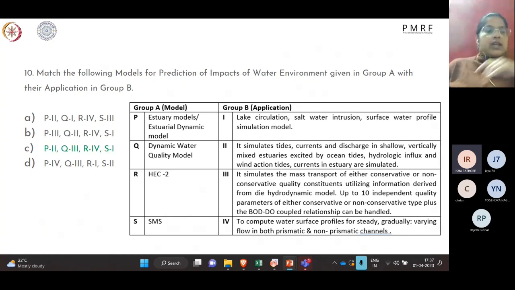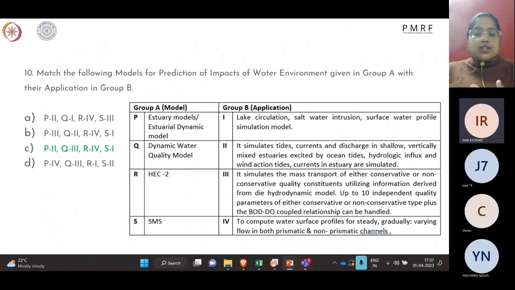Okay, so the correct answer is C. That is the estuary models or the estuary dynamic models. They are used to simulate the tidal movement, currents, and discharge in shallow, vertically mixed water bodies, which are excited by ocean tides, hydrological influx, and wind action. Tides and currents in the estuary are simulated. So these are basically dynamic models where you can change a lot of these parameters and see how all of these things impact the coastal zone.